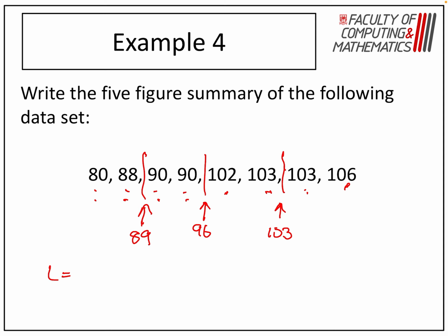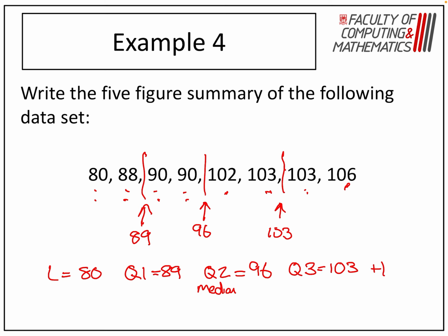So the lowest is going to give us 80. Quartile 1 is 89. Quartile 2, or the median, gives us 96. Quartile 3 is 103. And our highest value is 106. Okay, and that's us written out our 5-figure summary for that data set.